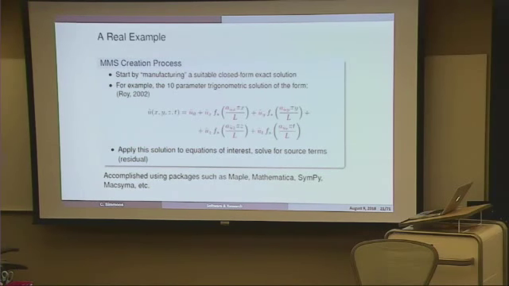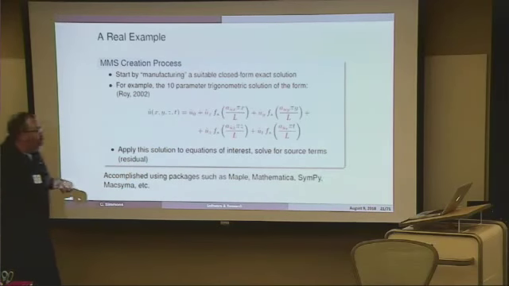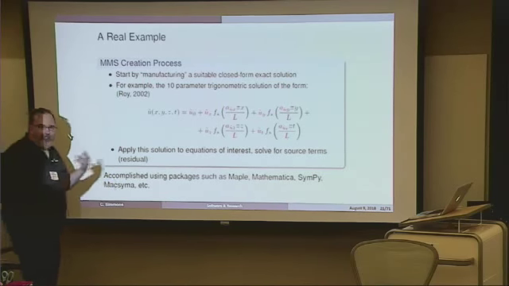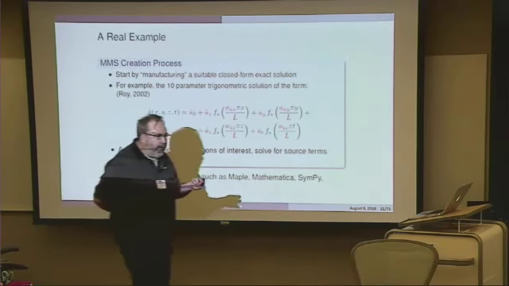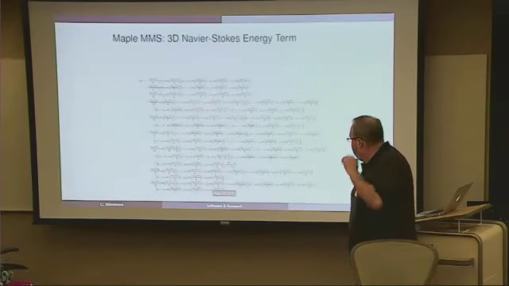I'm going to take a simple example. This is from the literature, from a paper by Roy et al., where they have a 10-parameter trigonometric solution of this form. We then solve it with a symbolic package, Maple, Mathematica, SymPy, one of those. And that'll give us the residual term.